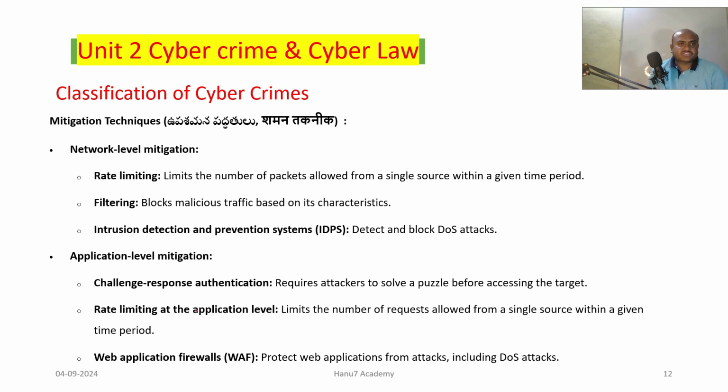As we have seen just now, there are different types of cyber crimes, and we are learning the mitigation techniques for them. The first one among them is network level mitigation. We start mitigation from the network level itself. The types of network level mitigation are rate limiting, filtering, and intrusion detection and prevention systems (IDPS). First, rate limiting limits the number of packets allowed from a single source within a given time period. And filtering means it blocks malicious traffic based on its characteristics.